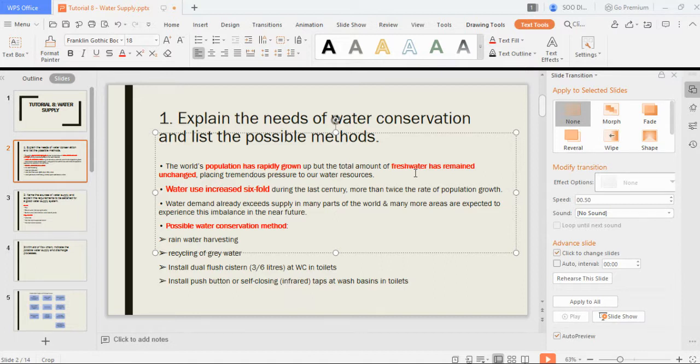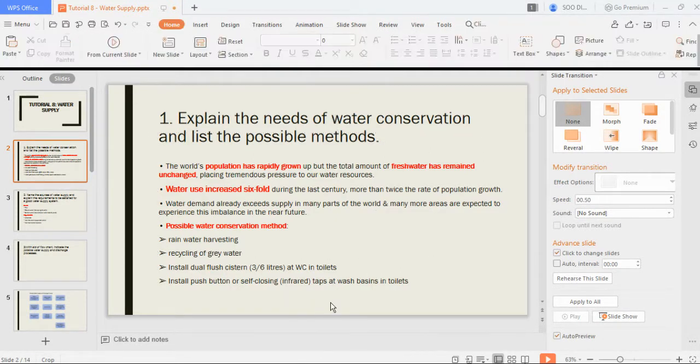Because our water usage increases, our demand for water also increases. To meet the demand, we will need to build more water treatment plants. If we do not conserve the water, then in the future, as our population increases more and more and we do not build more water treatment plants, we will not be able to meet the water demand of the population. So this is why water conservation is important.